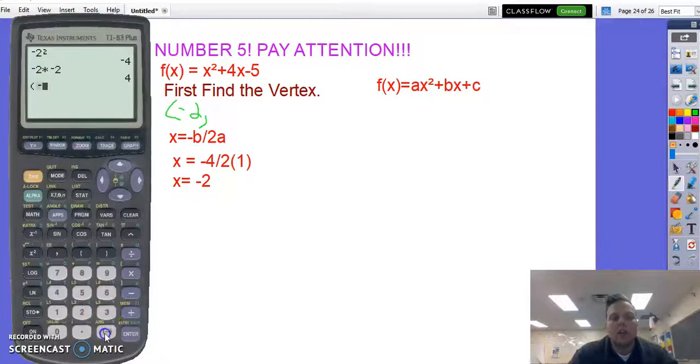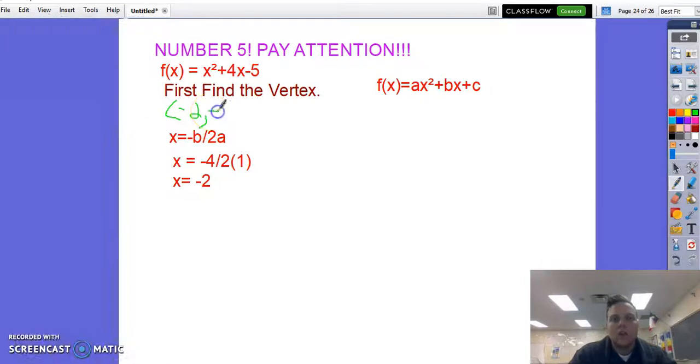So let's plug it all in at once. Negative 2 squared in parentheses, plus 4 times negative 2, minus 5. Press enter and I get negative 9. So the y value of the vertex is negative 9. Bam! That is my vertex. My vertex is the point negative 2, negative 9.